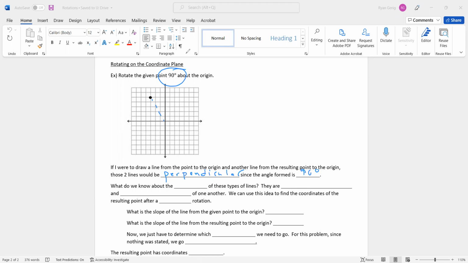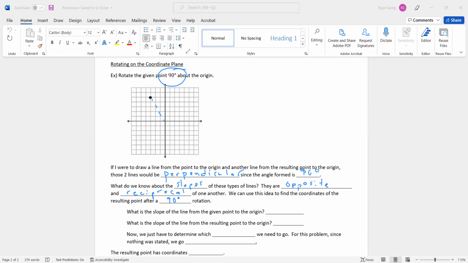Now, what do we know about perpendicular lines? We learned these in Algebra 1. We actually learned them again in geometry back in first semester. What do we know about the slopes of these lines? They are opposite and reciprocal of one another. Now, I don't have that second line drawn, but when I do, those 2 lines are going to have opposite and reciprocal slopes. We can use this idea to find the coordinates of the resulting point after a 90-degree rotation.